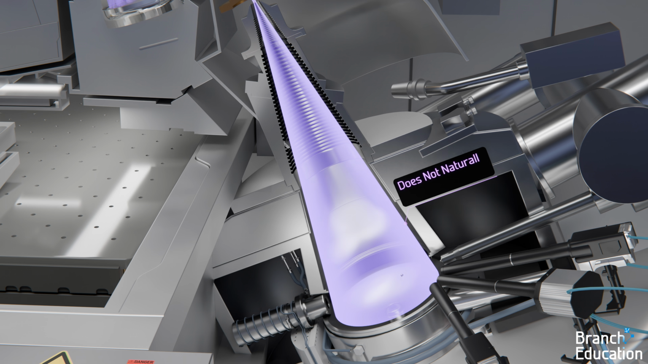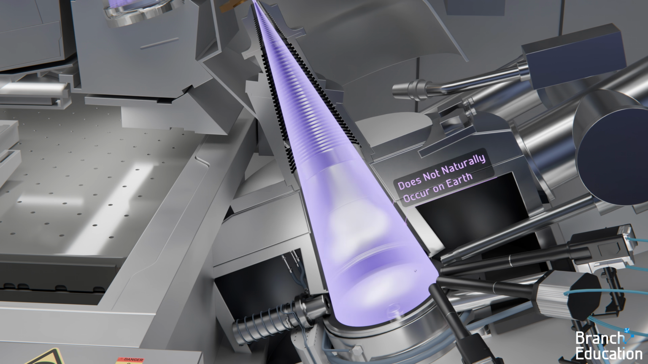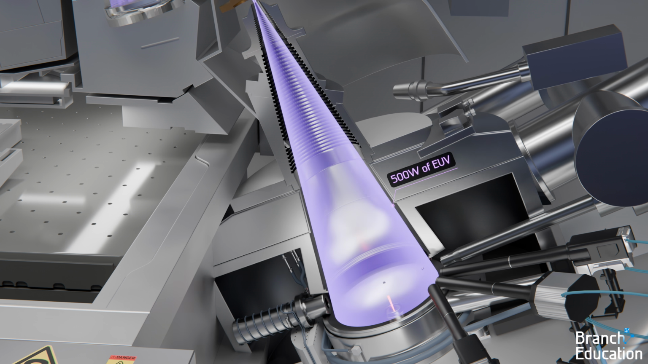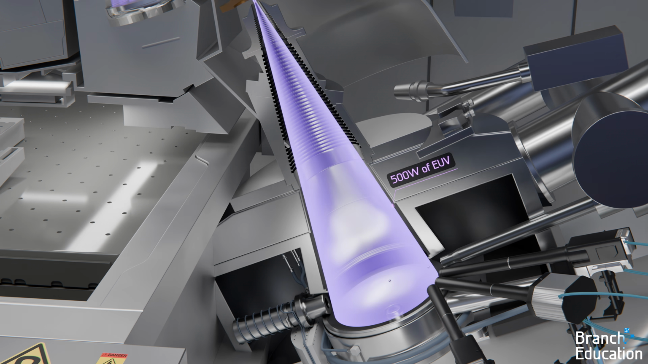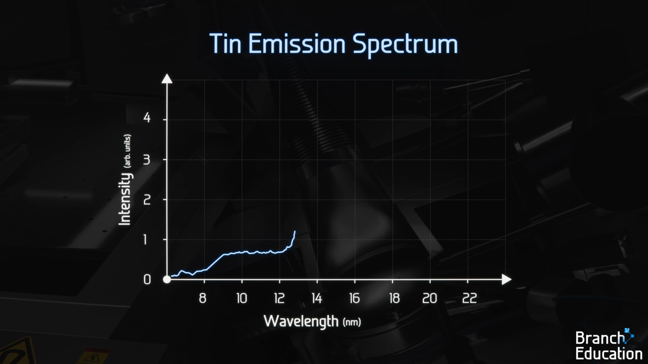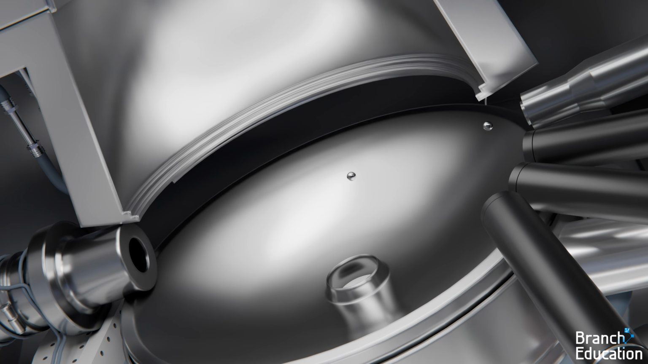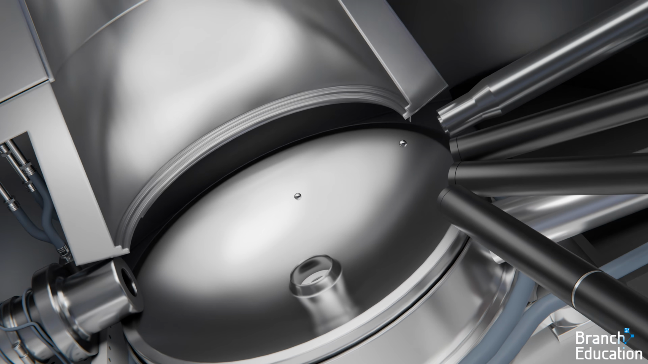However, EUV light doesn't naturally occur on Earth, and this is one of the few ways to efficiently produce over 500 watts of EUV light. Additionally, the reason for using tin is that its plasma produces a wide range of wavelengths with a clear peak at 13 nanometers. So, where does the tin droplet come from?